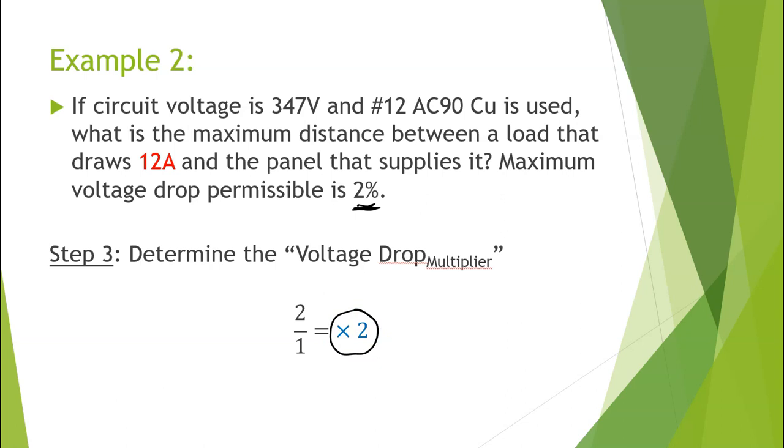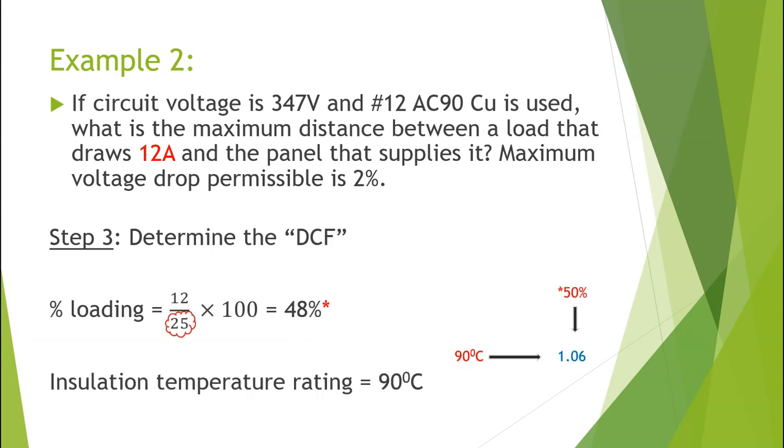Lastly, we need to go and get our DCF value, and to do that we're going to have to first calculate our percentage loading. And so we take our actual load amps of 12 amps and we compare that to the 25 amps maximum ampacity out of table 2.